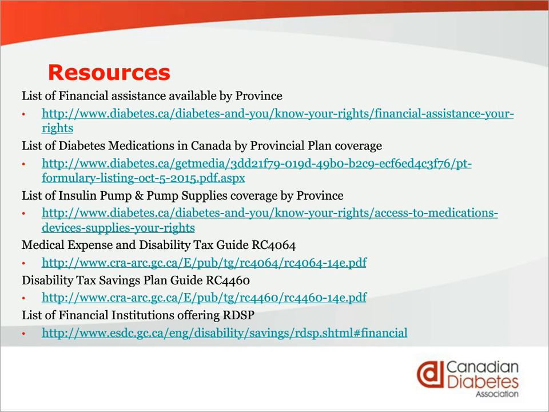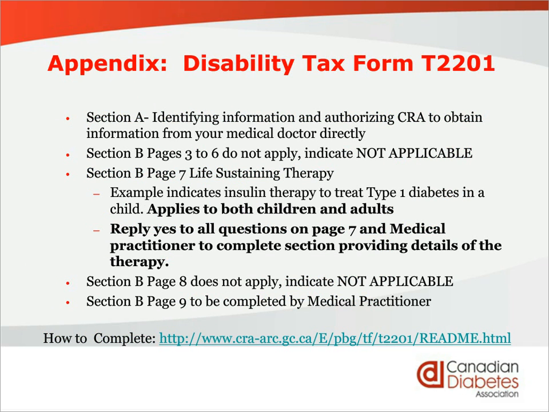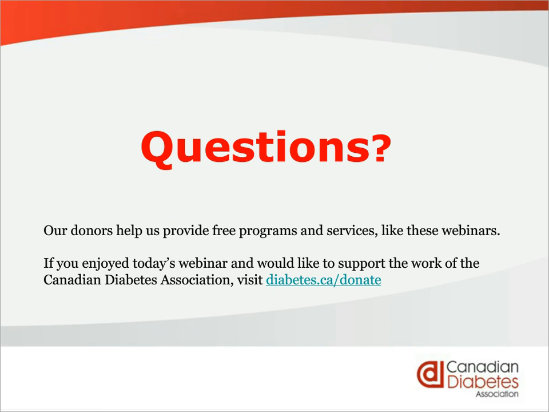And I've also listed here how to complete the disability tax form, and where you can get the form from. This is for people with type 1, the steps that they need to make sure that they complete in the respective sections of the disability tax form. So you're not completing anything other than the first page. The rest of it is all your medical practitioner, which needs to be your family doctor or your specialist for diabetes care, who completes the form for you. And if there are any questions, I'm happy to take your questions at this time.